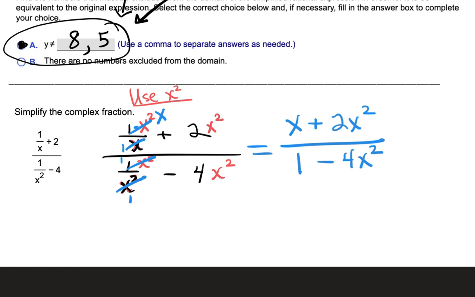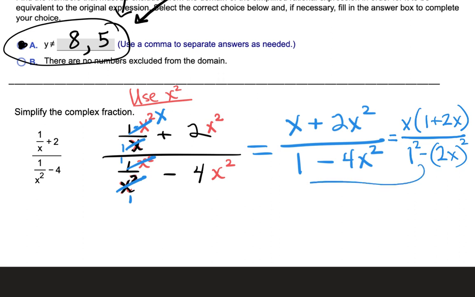So let's try it. Well, the top can be factored. You can take out an x. Good with that? The bottom, when you look at it, you don't really think much about it, but look, this is actually a difference of 2 squares, okay? Look at that. The 1, you could write that as 1 squared, and then the 4, you can write that as 2 squared, so you could write that as 2x squared, which means it factors.